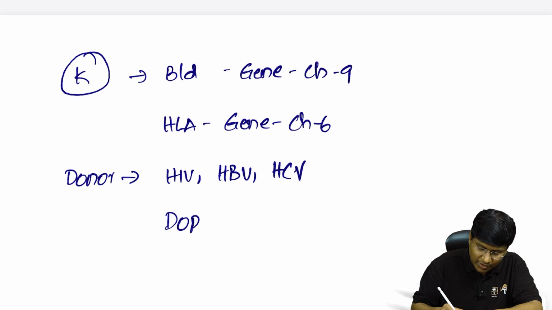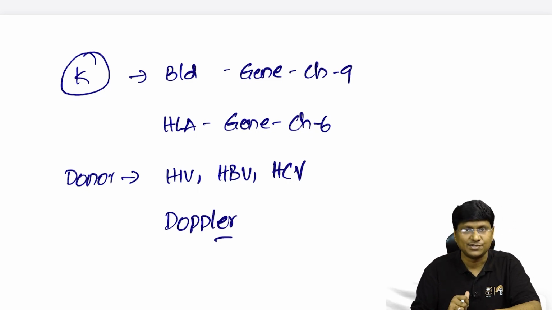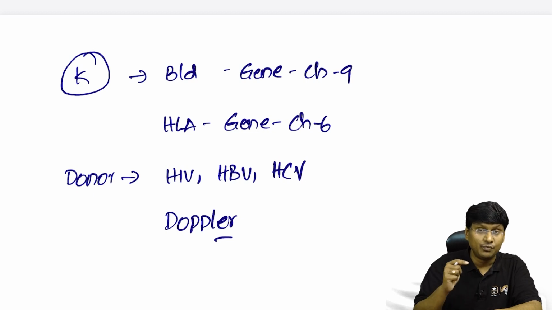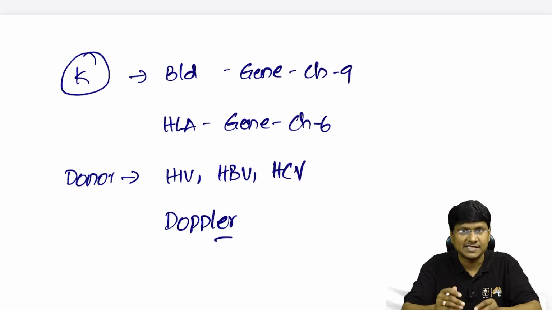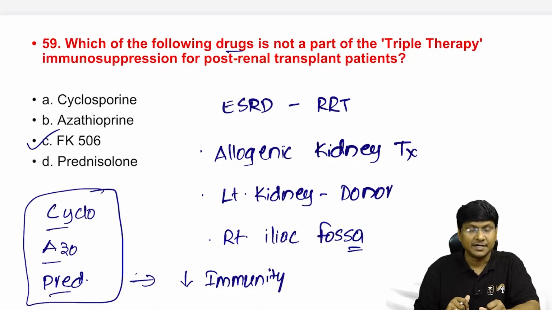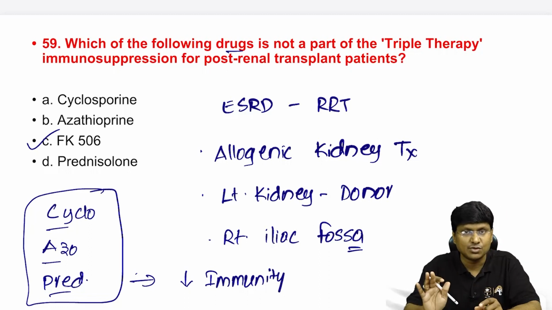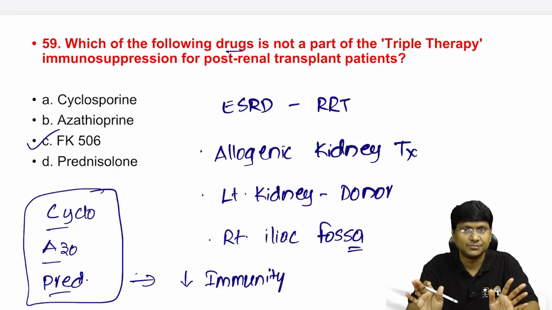You also need to do a renal artery Doppler in the donor to rule out renal artery stenosis. Within the recipient, you need to do blood grouping as well as HLA matching to see whether the donor kidney is suitable for the patient or not. So this is about renal replacement therapy. Once kidney transplantation has been done, cyclosporin, azathioprine, and prednisolone should be given to prevent immune rejection.